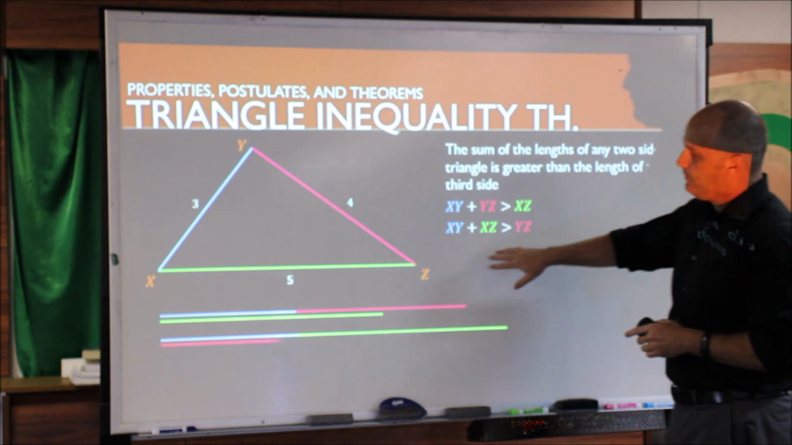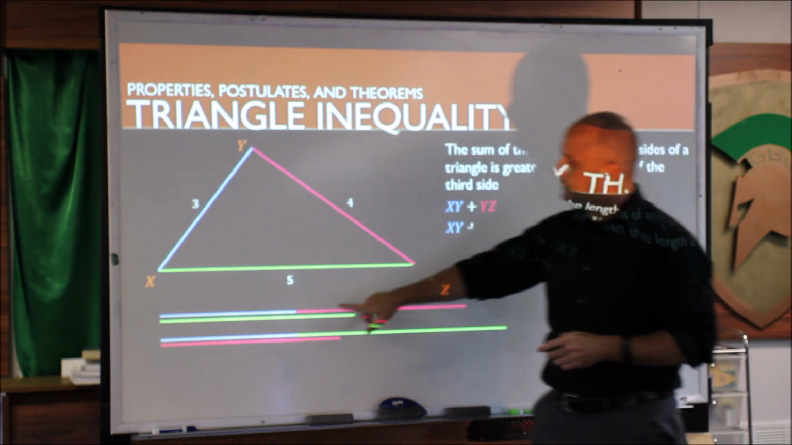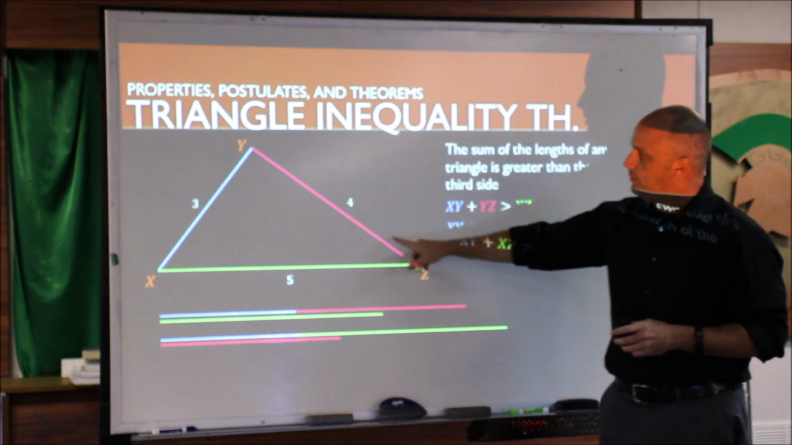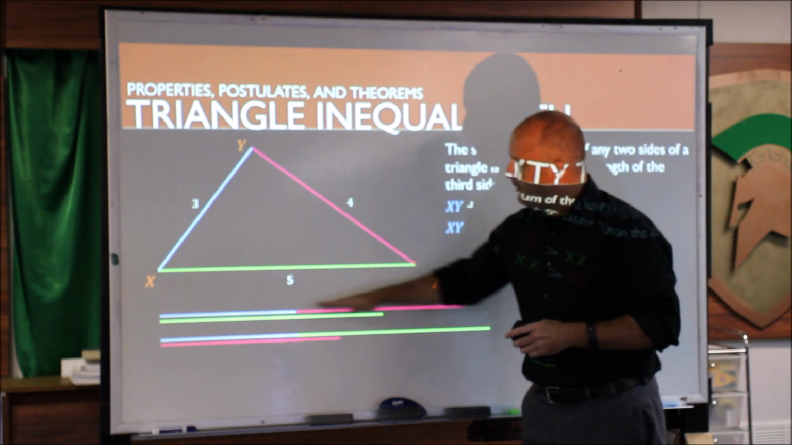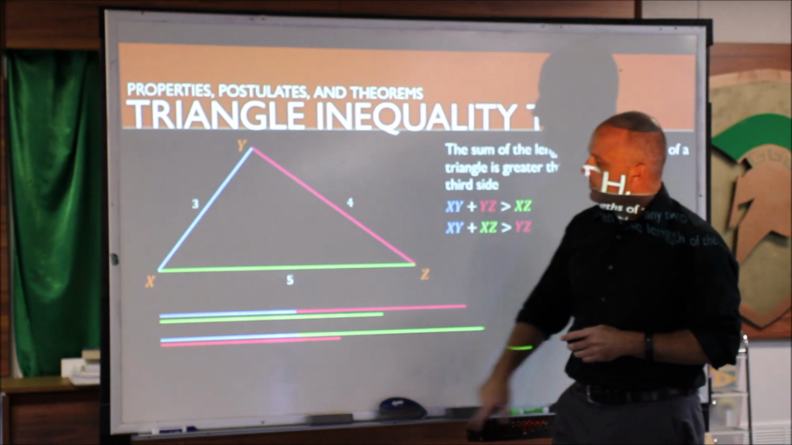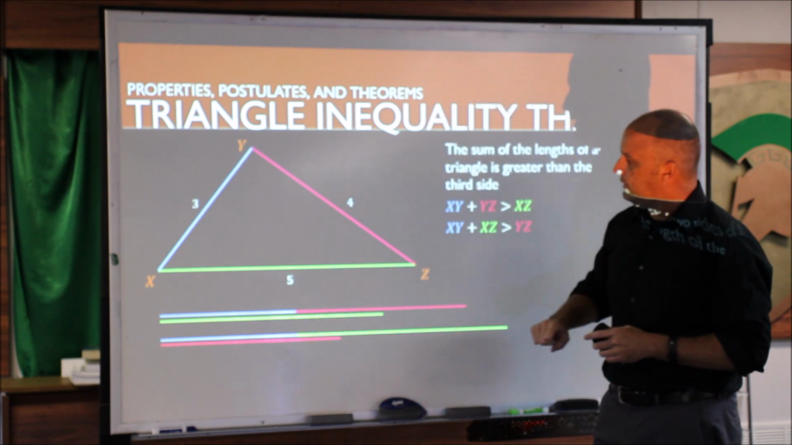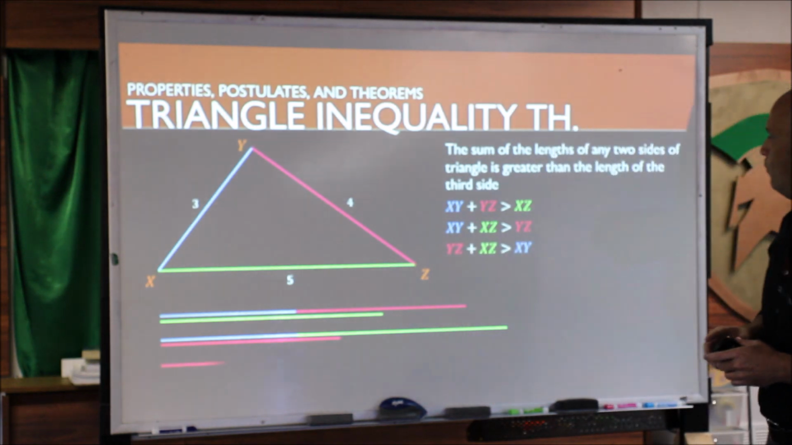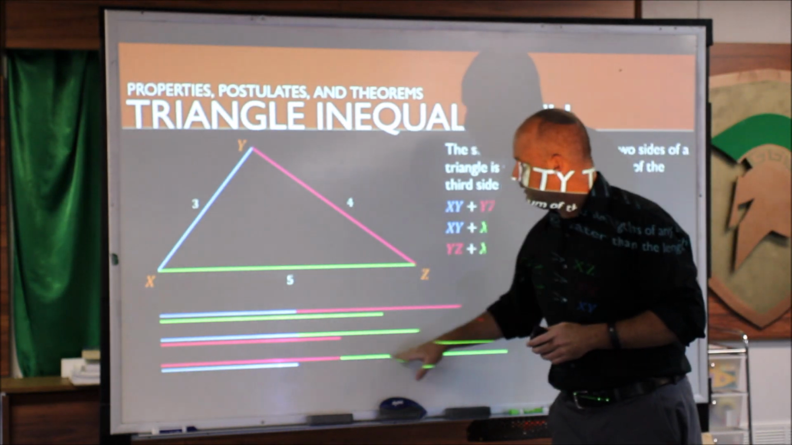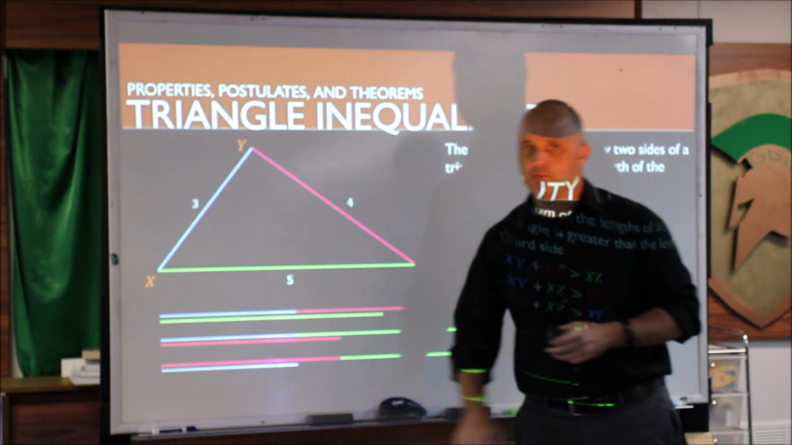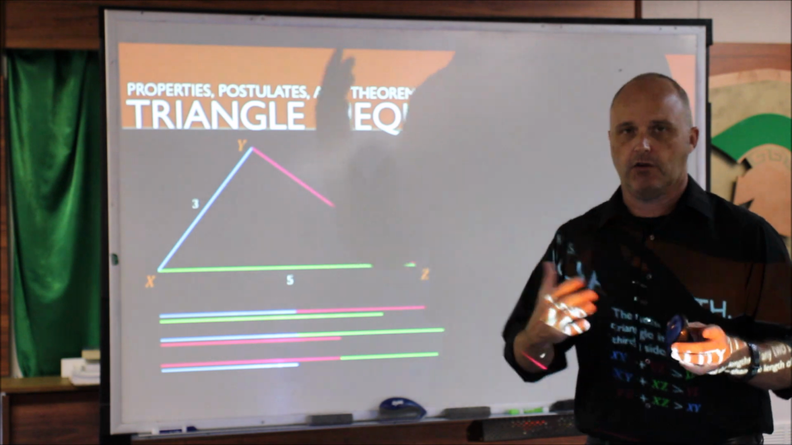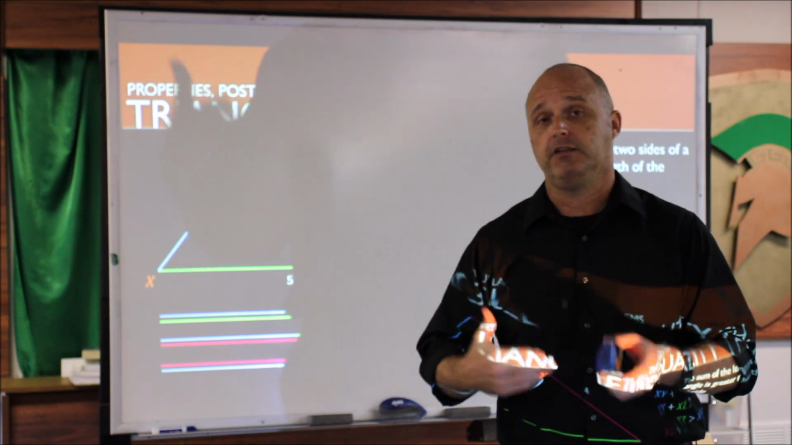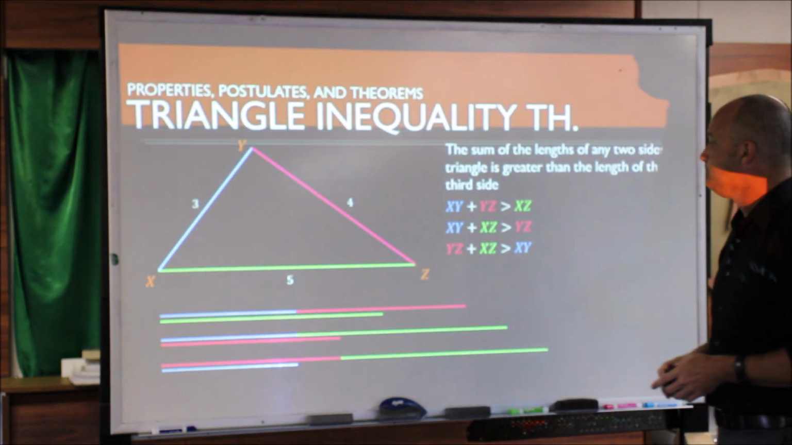You can see here on this one that if we take, again, the blue side and lay it right next to the pink side, we get a measure that's greater than the green side. If we take the blue side and lay it next to the green side, we get a measure that's longer than the pink side. And if we lay the pink side next to the green side, we get a measure that's longer than the blue side. Since all of these pairings of sides are longer than the third side, it means that we can make a triangle out of those sides.